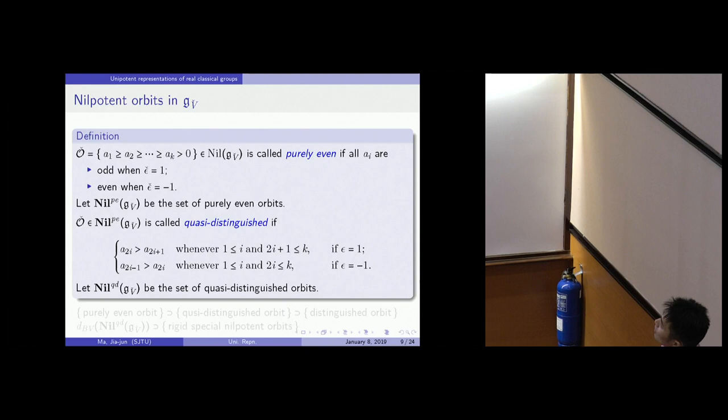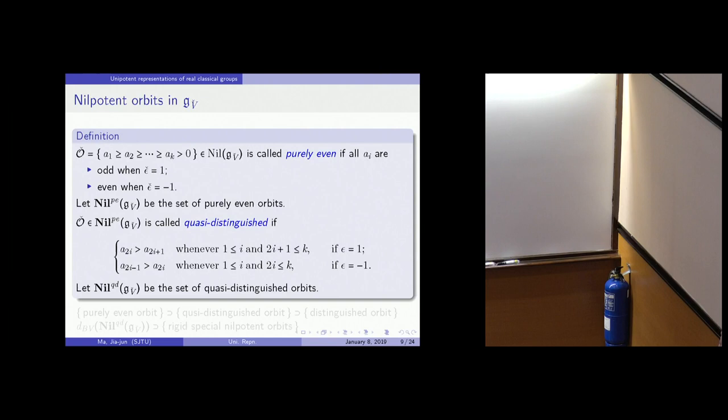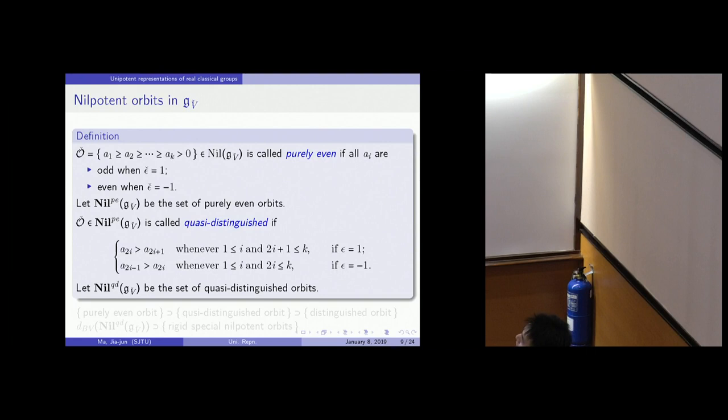We will call a subset of orbits in the purely even orbits the quasi-distinguished orbits if it further satisfies certain conditions on the length of each row. Basically, we have this technical condition, but it's saying that A_{2i} is bigger than A_{2i+1} if it satisfies this condition.